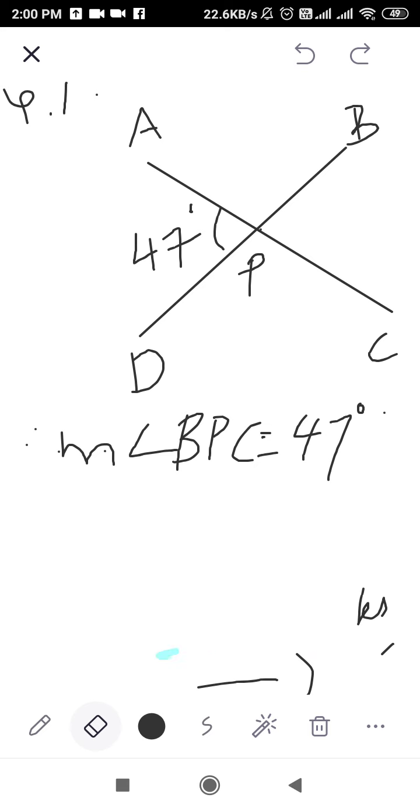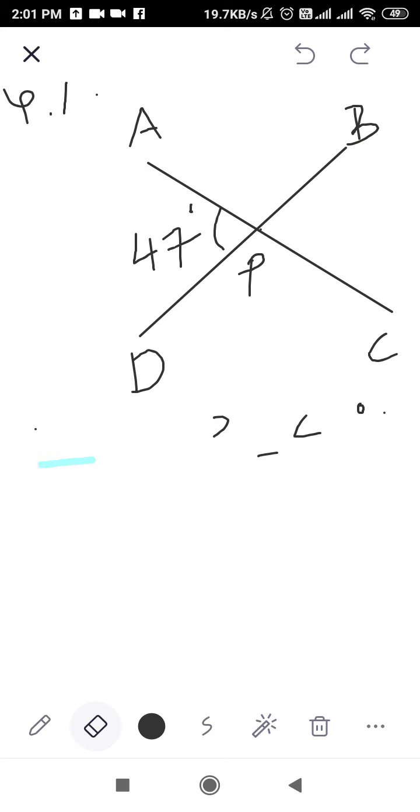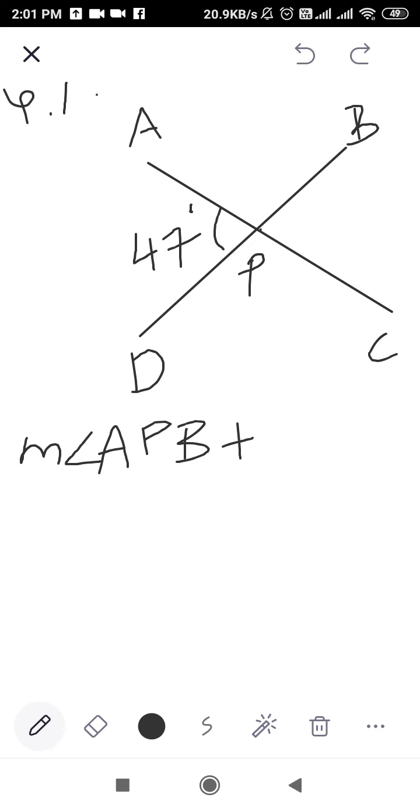Now we know the angle BPC, measurement of angle BPC. Next, what we have to find? We have to find the measurement of angle APB. You can see here angle APB and BPC, they are making the linear pair, right? And we know that angles in a linear pair are always supplementary. So using this property we will find the measurement of angle APB. Okay, measurement of angle APB plus measurement of angle BPC is equal to 180 degree. एंड ब्रैकेट में आपको क्या करना है? रीजन मेंशन करना है.